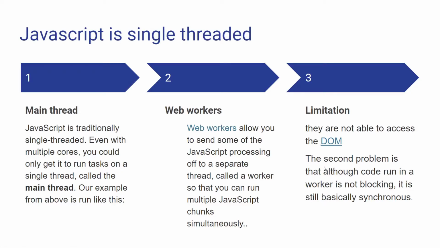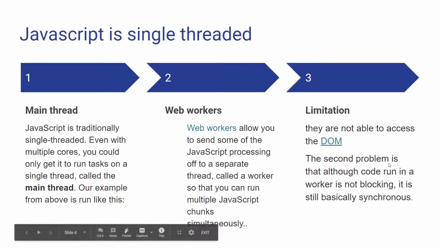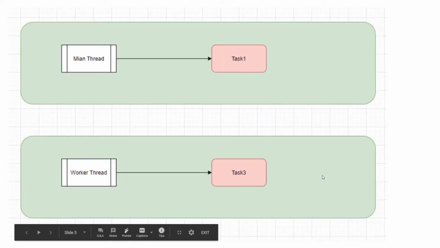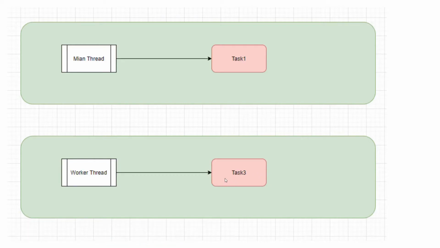The second limitation is that it is non-blocking, but it is still a synchronous way of doing code. What do you mean by that? If this worker thread is doing some task which takes 5 minutes to load some data, maybe from a server or an API, it will not wait for this data to load, and it will execute the remaining code after that, because this is still a synchronous approach.